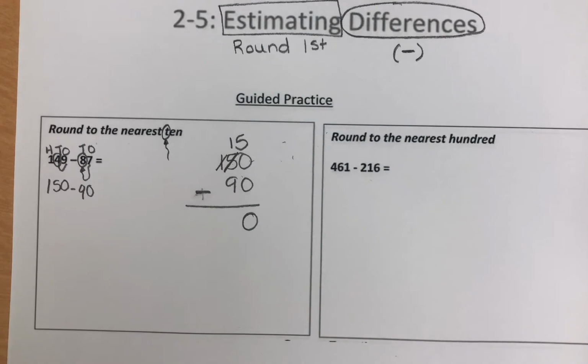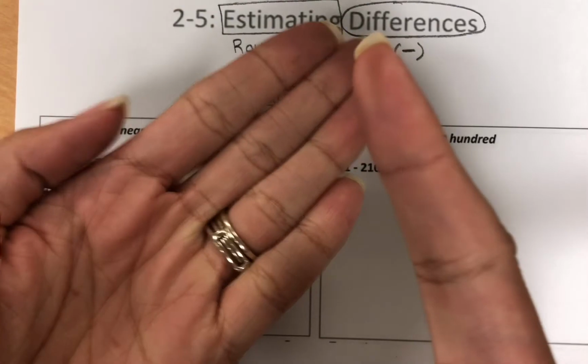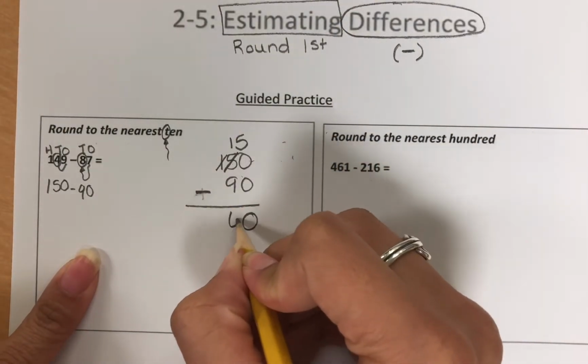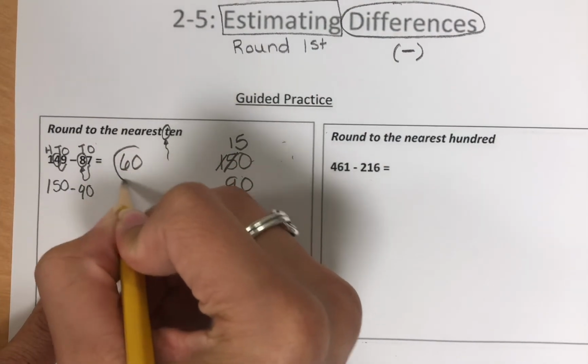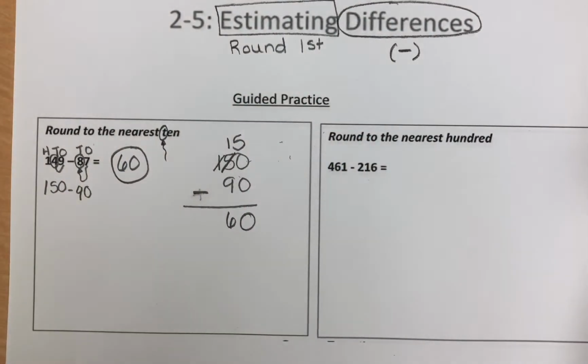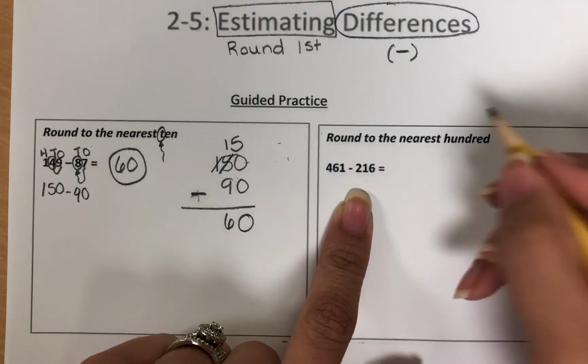15 minus 9. Well, we could stick 9 in our head and count up until we get to 15. 9, 10, 11, 12, 13, 14, 15. So that's 6. So our answer is 60. So all we did here was we rounded and then we subtracted. Estimating differences. Round first, then subtract.